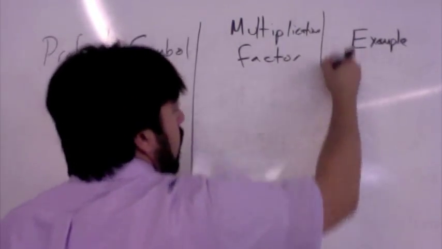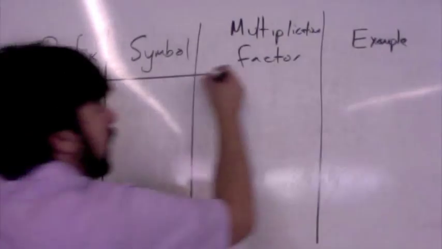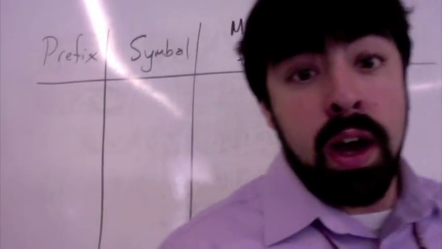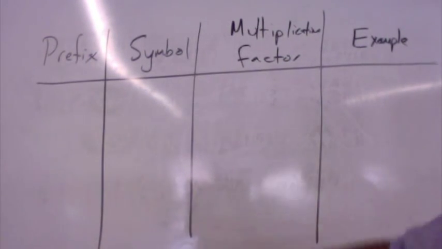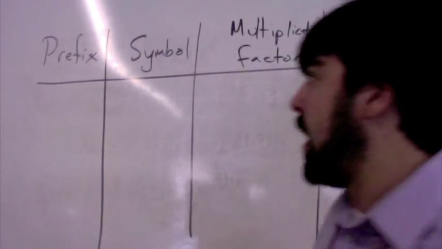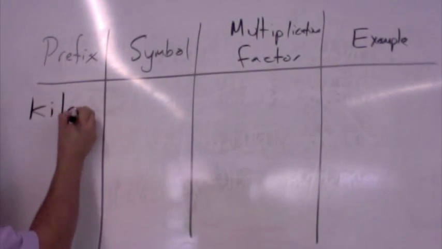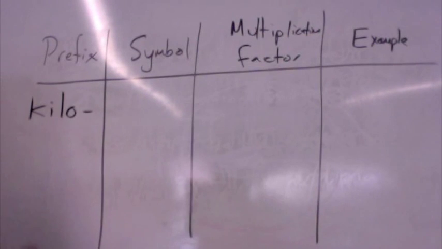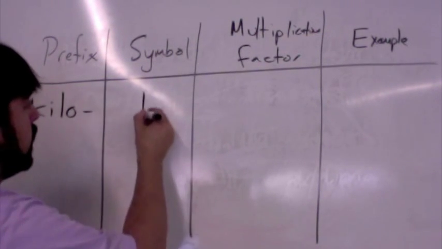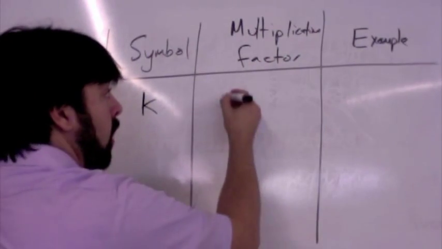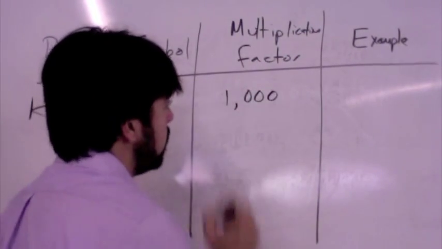Just like that and like that. So we're going to do 6 in total, but we're going to probably do 2 and then erase those 2 and come back. The first prefix is going to be kilo. The symbol that we use for kilo is K. And this is a multiplication factor of 1,000.